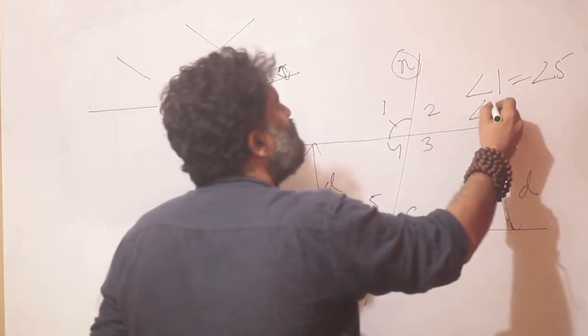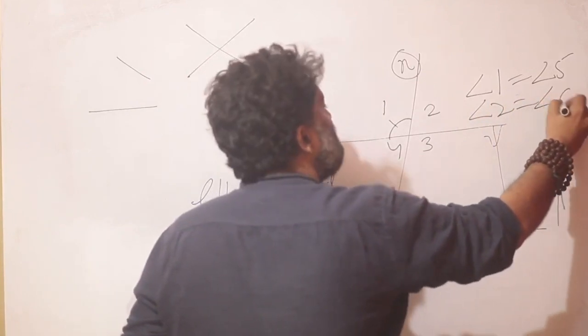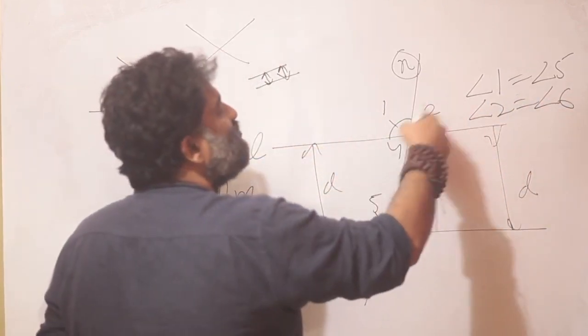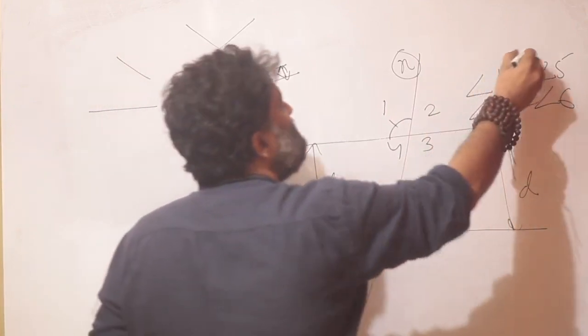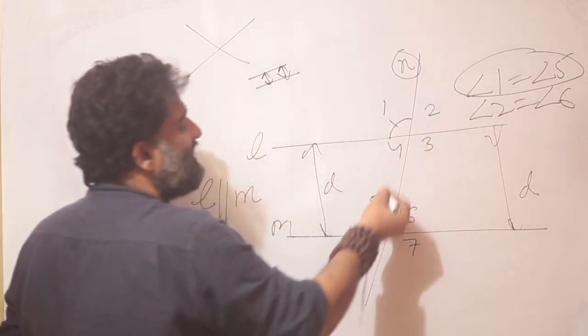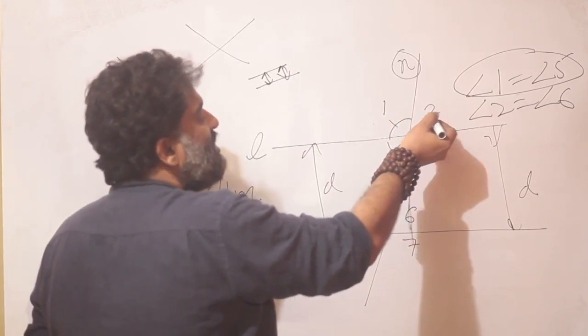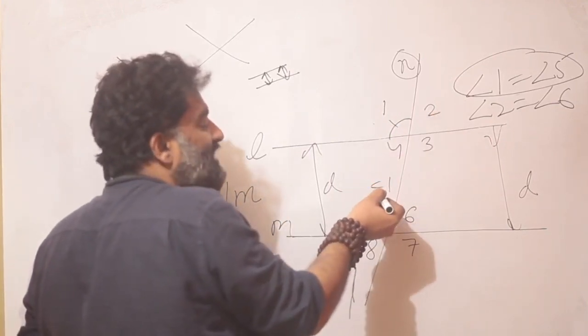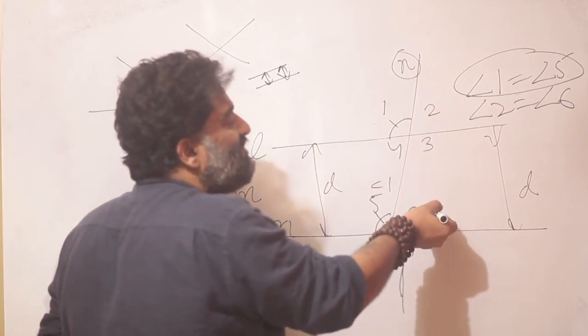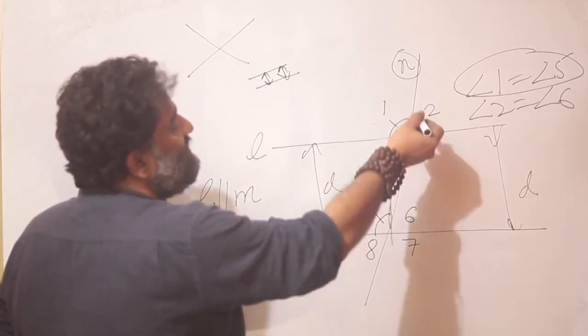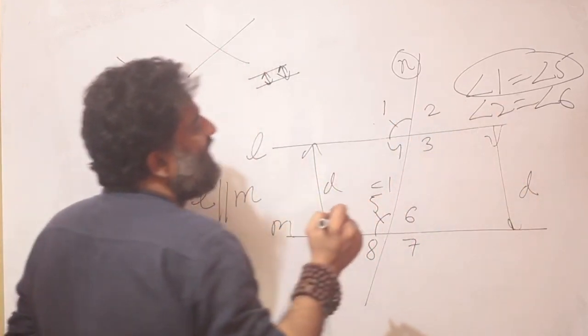Similarly, angle 2 is equal to angle 6. In fact, this you could have derived in other ways also. Once you take that angle 1 is equal to angle 5, you know angle 1 plus angle 2 is going to be 180. You know this is equal to angle 1 only. Angle 1 plus angle 6 is also going to be 180. And using that equation also, you can say angle 2 is equal to angle 6.